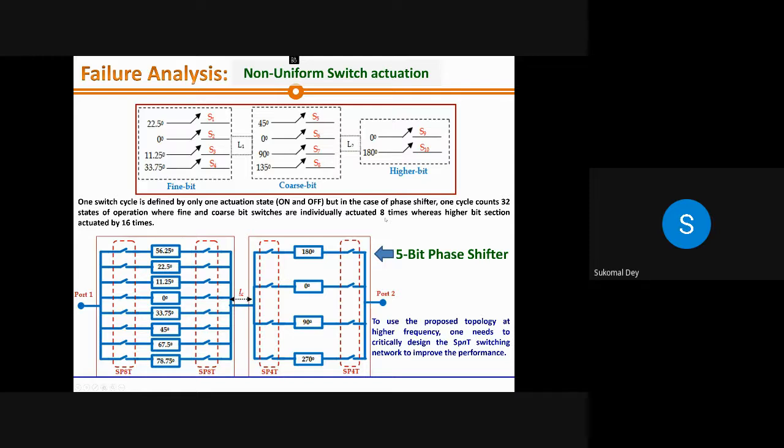But is there any way by which one can reduce again the number of switching times, or the number of switch activations per state? So one topology was proposed in which we used SP8T switches. There you can see two SP8T and two SP4T switches are connected, and accordingly the phase bits are modeled. With the help of that, this particular topology can give you a 5-bit phase shifter, and this topology can give you a very compact phase shifter in nature.